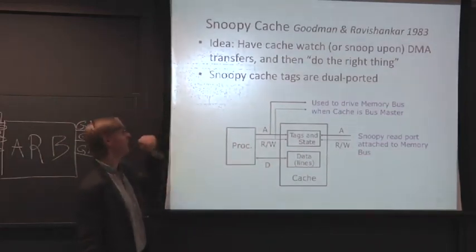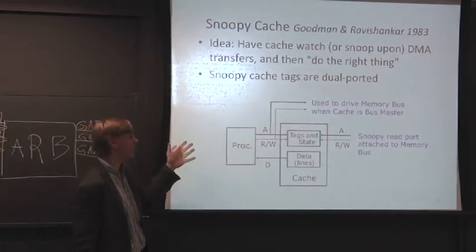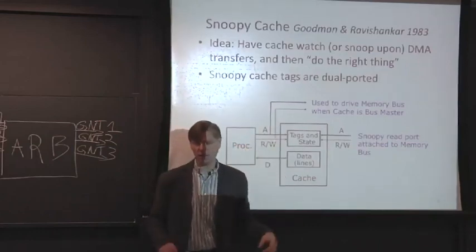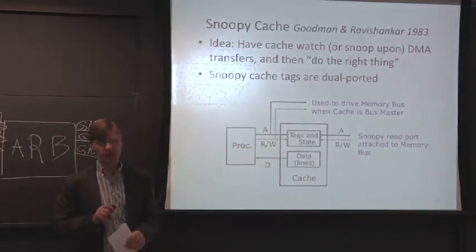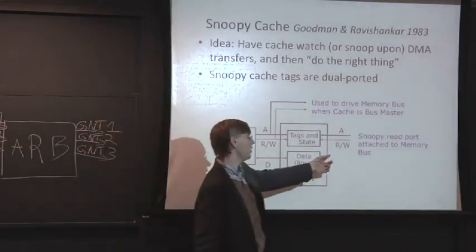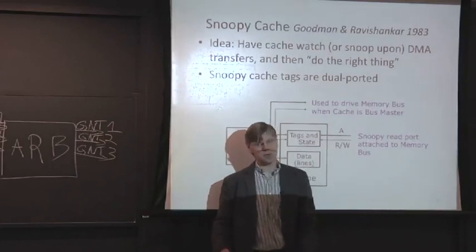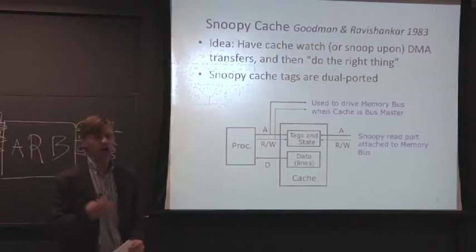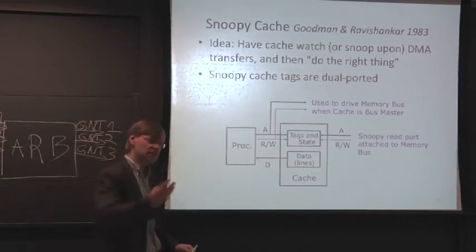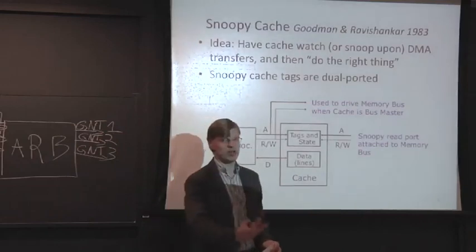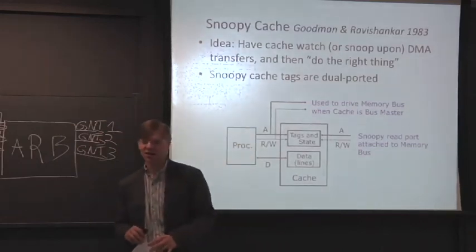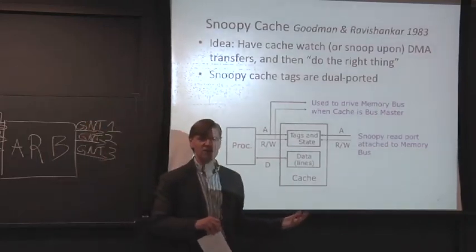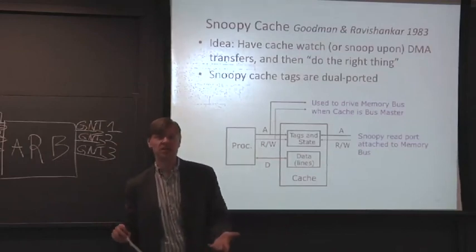And the insight that the Snoopy cache work had was that instead of having only one port into the tag and state array, you add a second port. So the second port here is attached to the memory bus. And this second port has to watch all transactions on the bus. And if it sees a transaction which has an address that it has in its cache already, it has to somehow signal that there's a case where there's going to be stale data and something needs to be done.